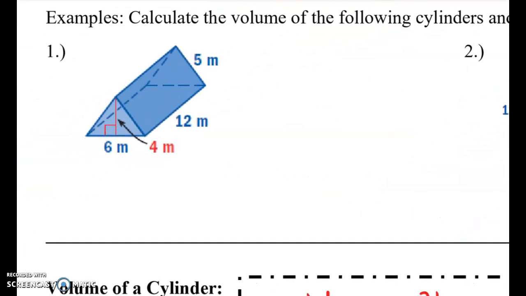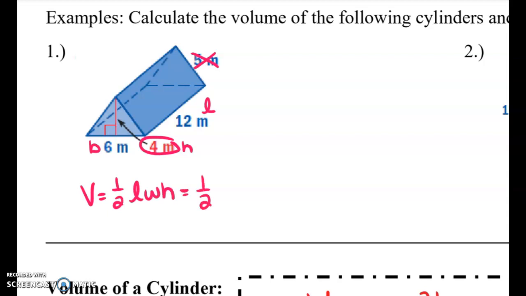So my height here is 4, my base is 6, and then the distance between the bases, this is my length, this is 12. I don't use the 5 at all, so the 5 is actually a distractor. The 5 is the length of this line, but that's not any of my figures. So volume is 1/2 length times width times height.